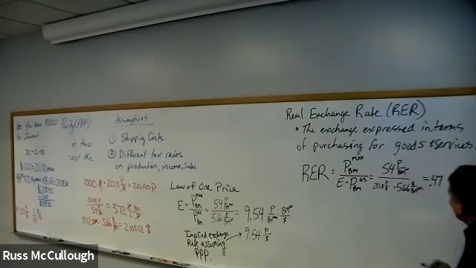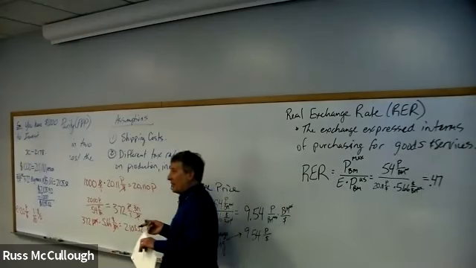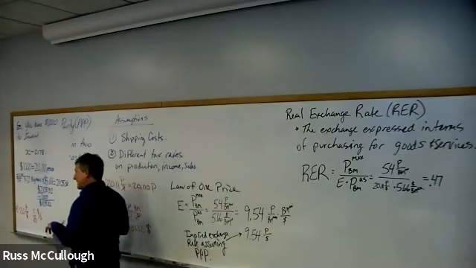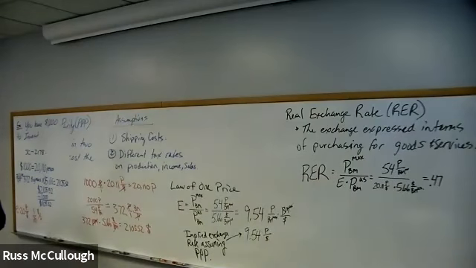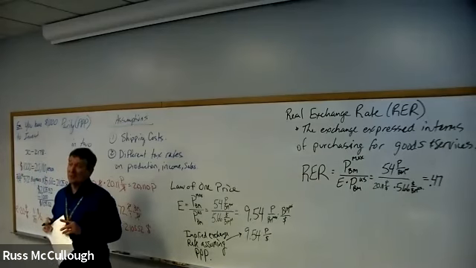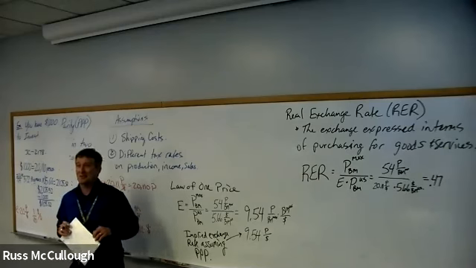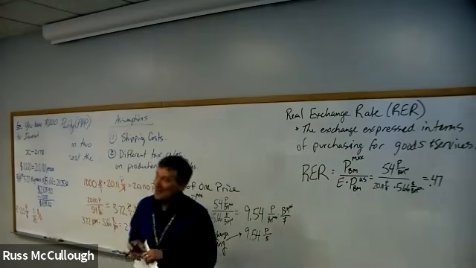And now it's a matter of 0.47 what? And this is where you struggle on the homework and the test if you don't do this notation. Is it $0.47? Is it 0.47 pesos? Is it 47%? Is it 0.47 Big Macs? Is it 0.47 Mexican Big Macs? Is it 0.47 US Big Macs?